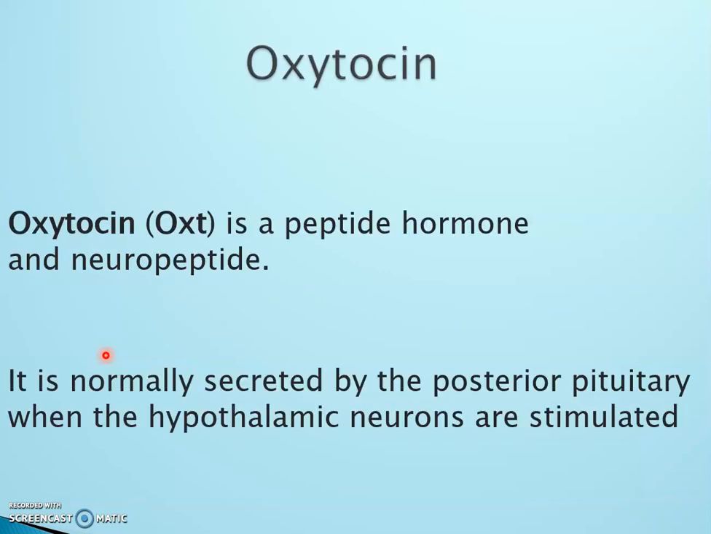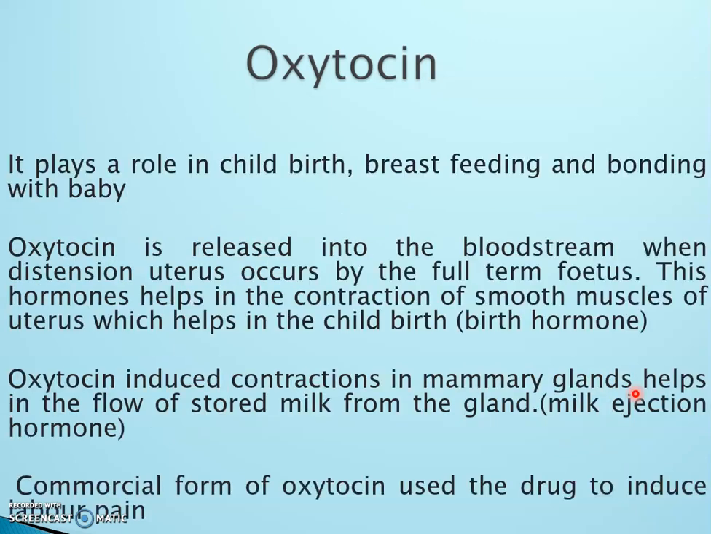Then we are moving to the second hormone, that is oxytocin. Oxytocin is also a peptide hormone, and also a neuropeptide. That means it is produced when hypothalamic neurons are stimulated, then it is secreted by the posterior pituitary gland. Oxytocin is a very important hormone, and it plays a vital role in childbirth, breastfeeding, and bonding with the baby. These are the functions of oxytocin.